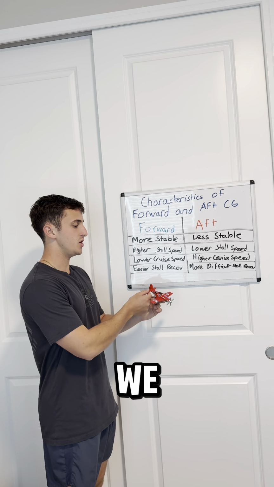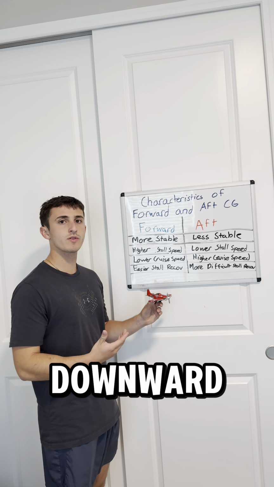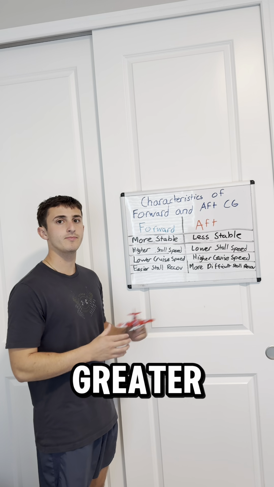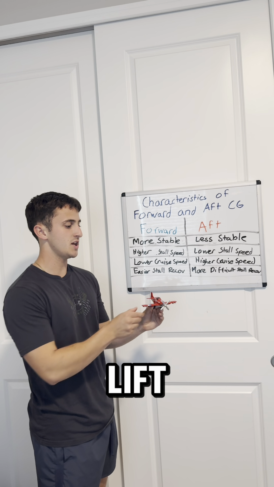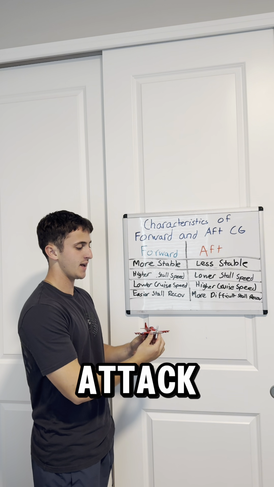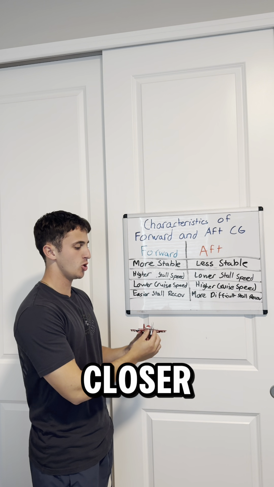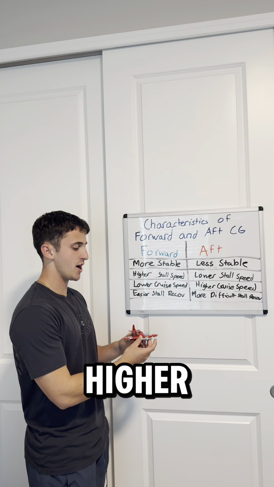Forward CG, we need more tail down force. So the total amount of downward force our aircraft is producing is going to be greater. Just for that, we need more lift. The way we create more lift is by increasing our angle of attack. When we increase our angle of attack, we are closer to our critical angle of attack, which means we are closer to a stall. A forward CG, our aircraft is going to have a higher stall speed.